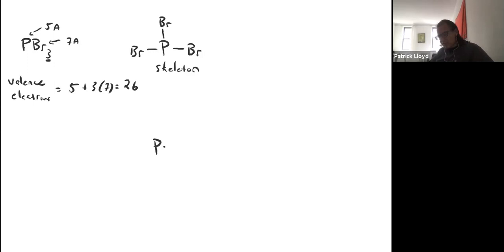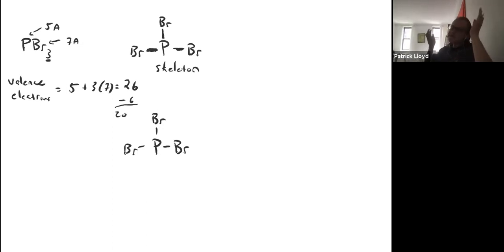So what I'm going to do is redraw the skeleton. How many have we used? You have 1 bond between the phosphorus and each bromine, so that's 6 electrons, 2, 4, 6. So we've already used 6, so that leaves us down to 20. So here's what I would recommend doing. Obviously there's no hydrogen in here. If it's hydrogen, you don't need to add any electrons to hydrogen.